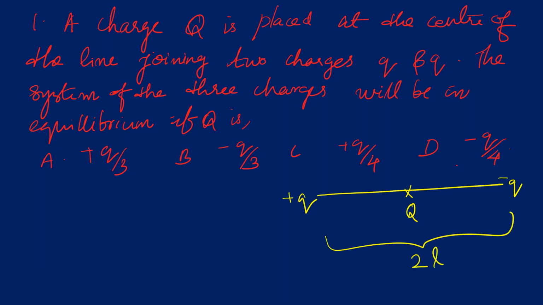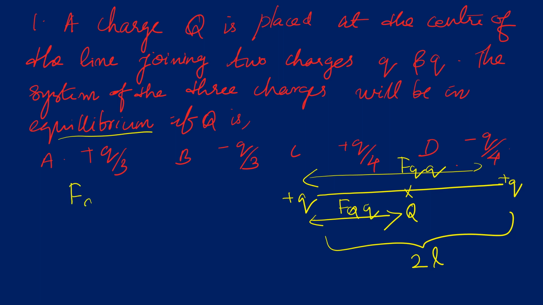Since these two charges are positive, there will be a force of repulsion between these two. And since they are in equilibrium, there should be a force of attraction between these two. So that we can write F QQ equal to minus F QQ. Negative because there is force of attraction.